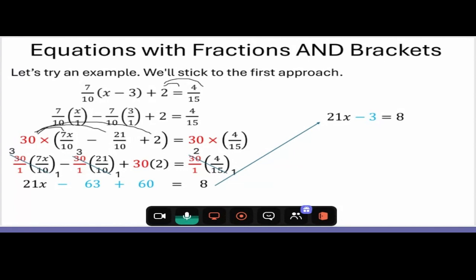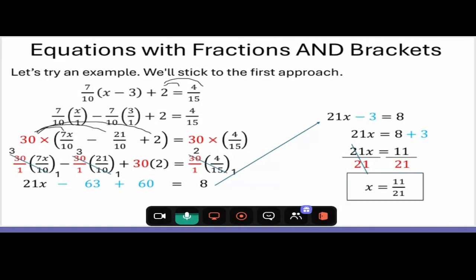So you subtract them, you went further left than right, so it's minus 3. We take that minus 3 on the left and we make it a plus 3 on the right. 8 plus 3 is 11. And we divide both sides by 21. And the 21s cancel.